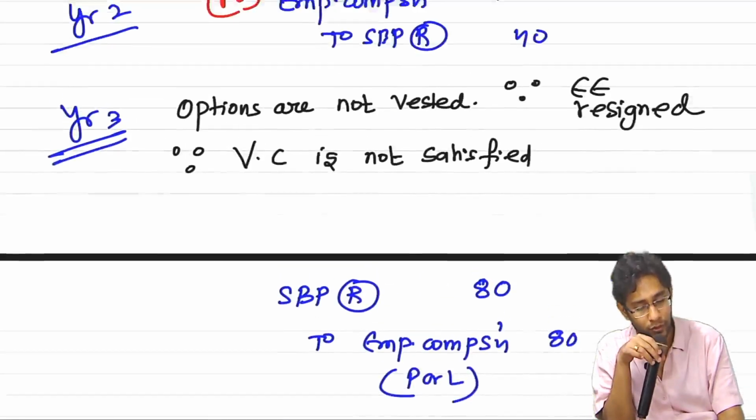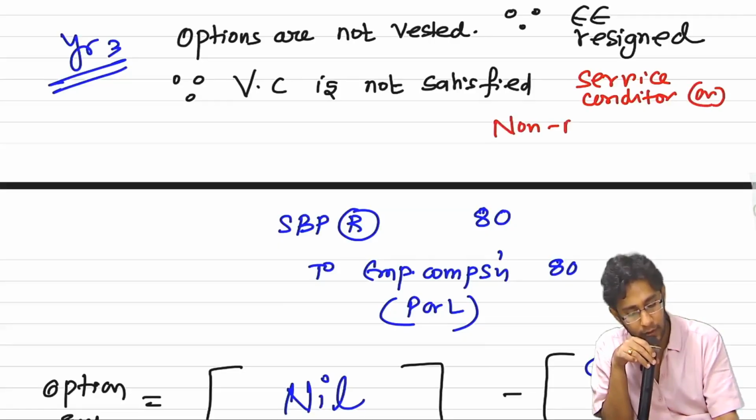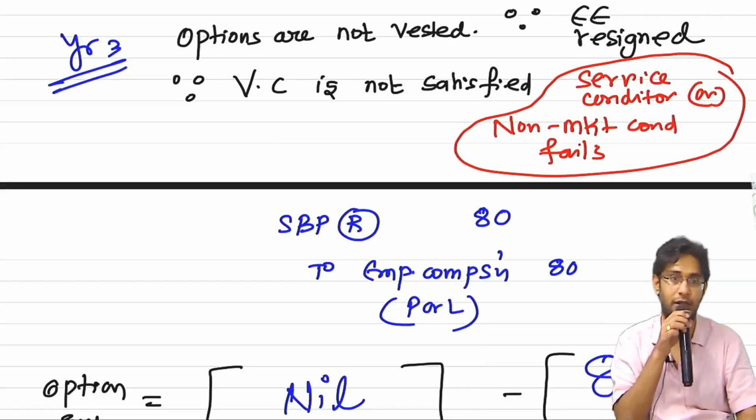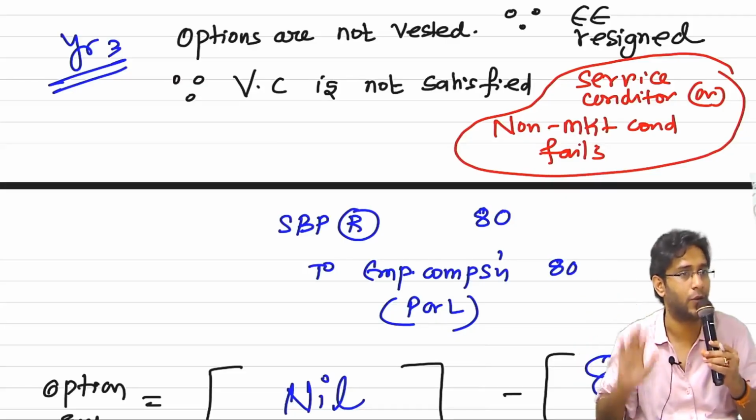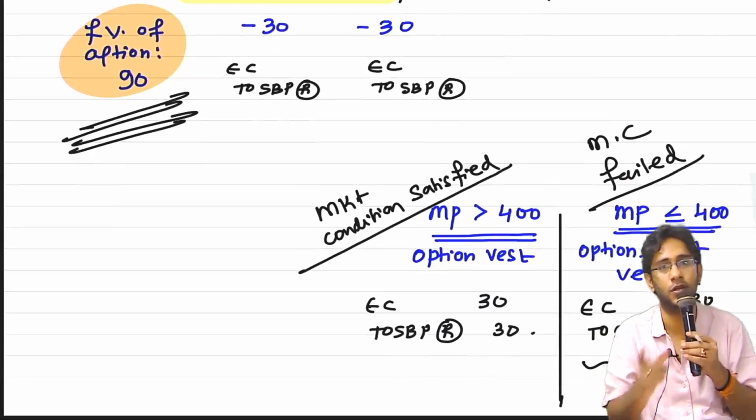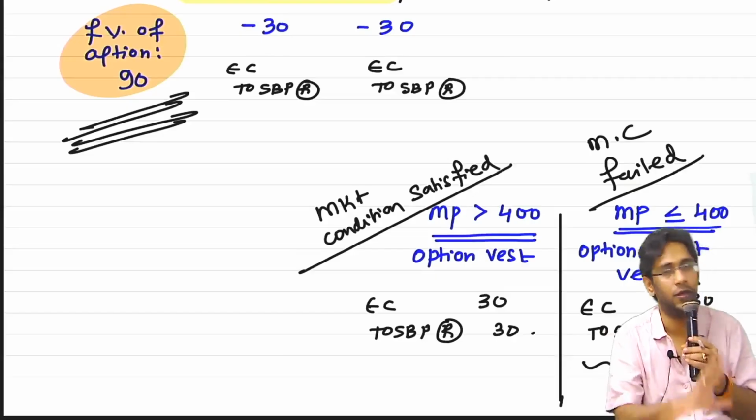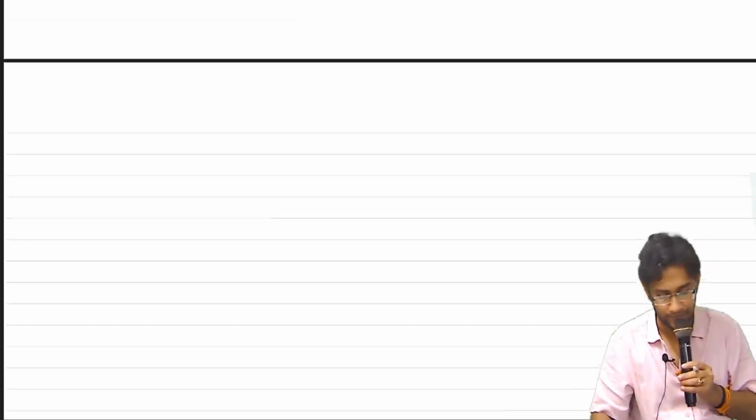That you can do in other cases, when a service condition or a non-market condition fails and because of that options do not get vested. The accumulated SBP reserve till now will entirely come to the P&L account. But if it is a market condition, it will not come to the P&L account. It has to be adjusted into the retained earnings. That is the entire story. So this is about the basic accounting of ESOP cases.